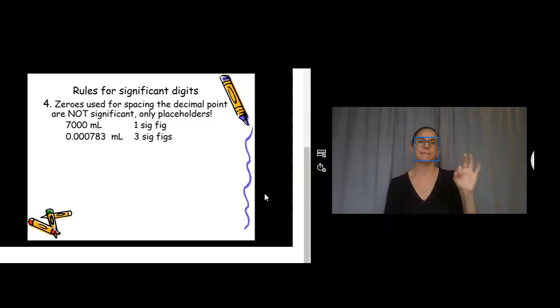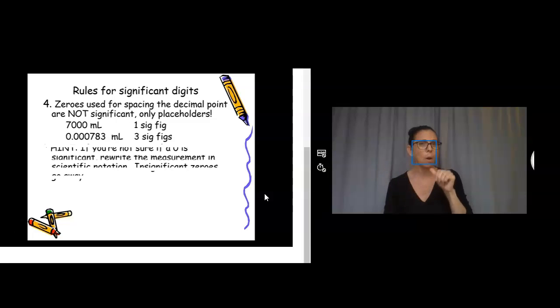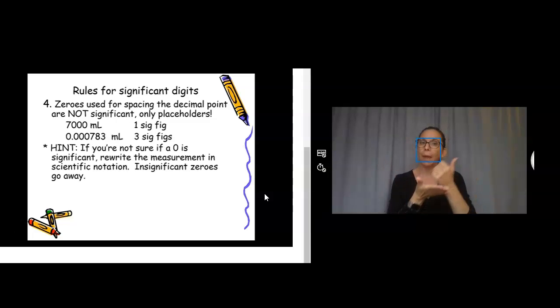Now, this can be a little confusing when you're starting out using significant digits, to recognize when those zeros are significant or not. So I do have a suggestion for helping you recognize when zeros are significant or not. My suggestion is to use scientific notation, because one of the things that scientific notation does well, it doesn't only show us large numbers and small numbers, it also takes away any insignificant zeros. Here's what I mean. If you take that 7,000 milliliters and you turn it into scientific notation, it becomes 7 times 10 to the third.